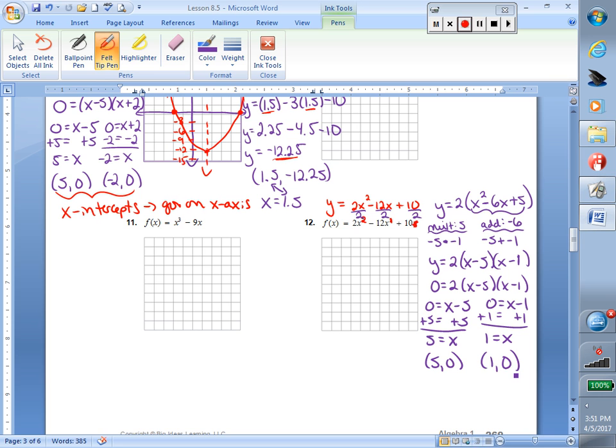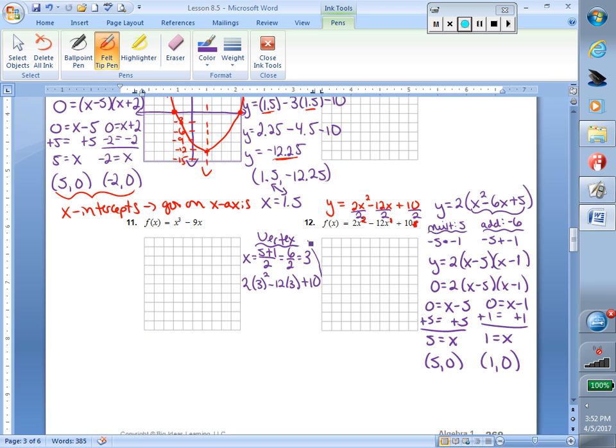Now to find our vertex point. Our vertex is exactly halfway between those x-intercepts. So to find my vertex, add our x-intercepts together and divide by 2. So 6 divided by 2, the x value will be 3. Then to find the y value, I substitute 3 back in for my x. So 2 times 3 squared minus 12 times 3 plus 10.